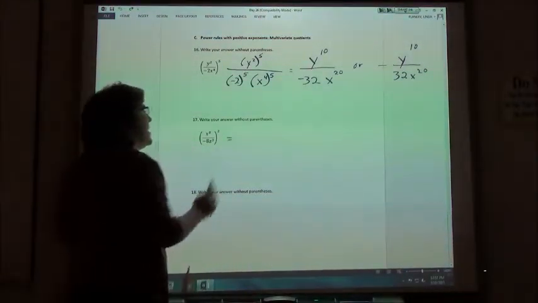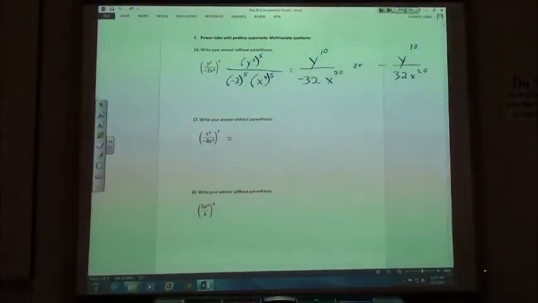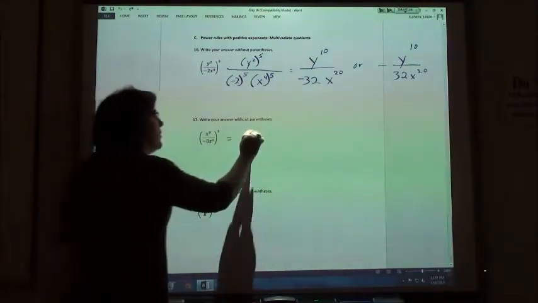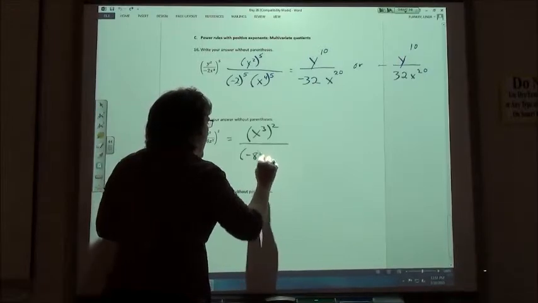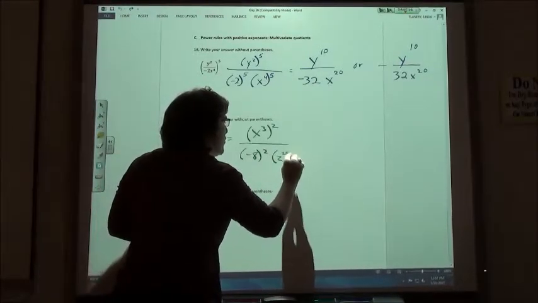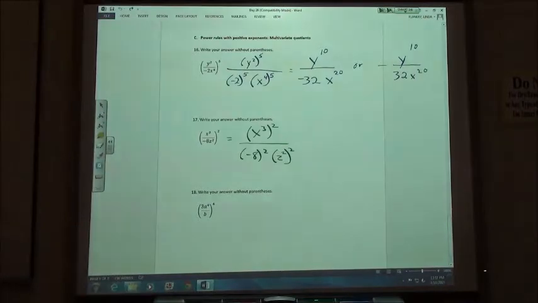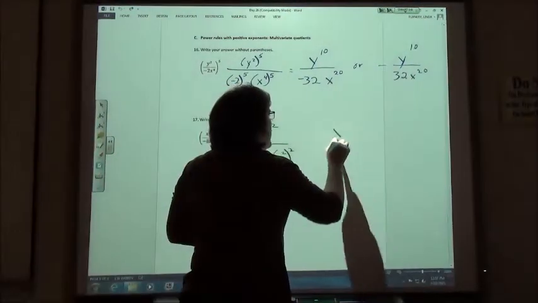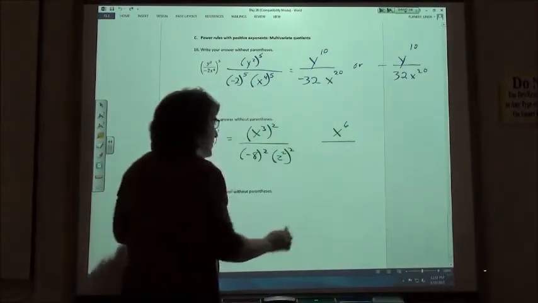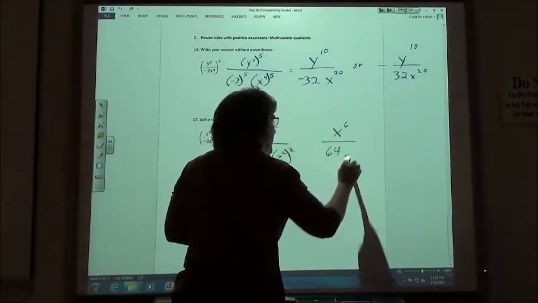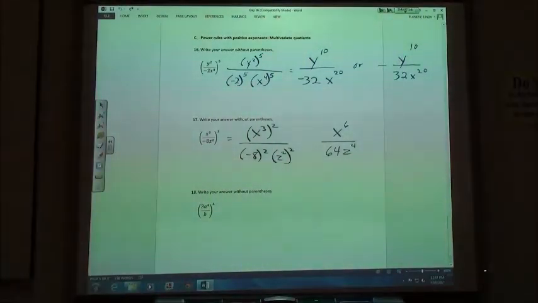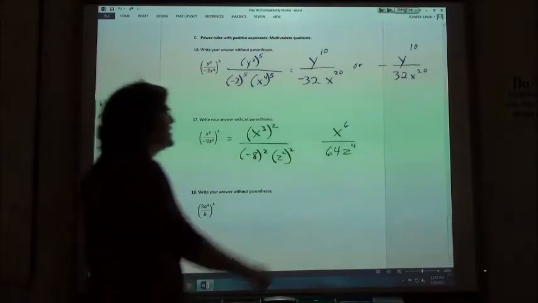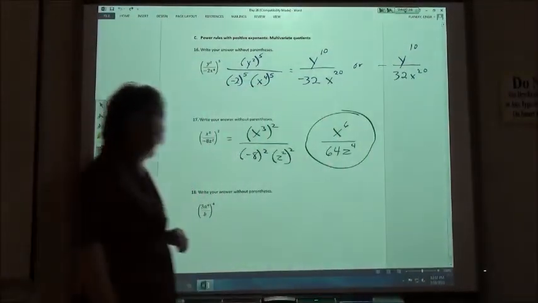So number 17, same kind of thing. I'm going to raise that all to the 2nd power. So I'm taking the x to the third and I'm going to square it. I'm going to take the negative a and square it, and I'm going to take the z squared and square it. So I would end up with x to the sixth over 64, z to the fourth. And on that one, we had a negative times a negative, so we got a positive 64. We don't have to worry about the sign on that one.